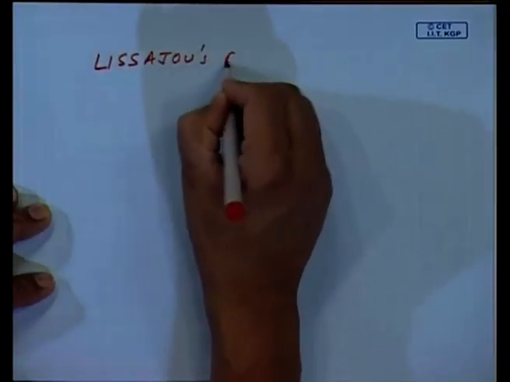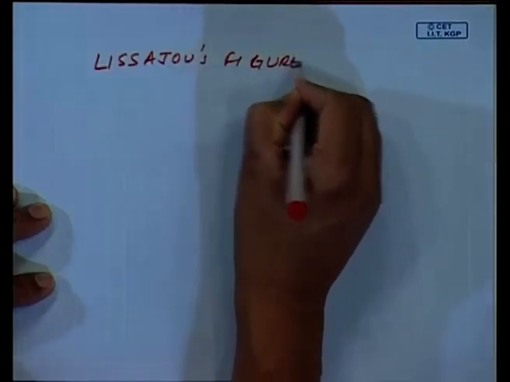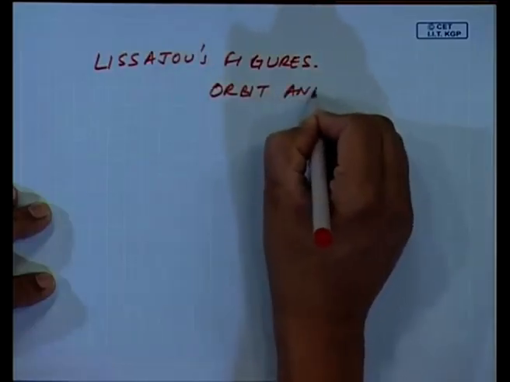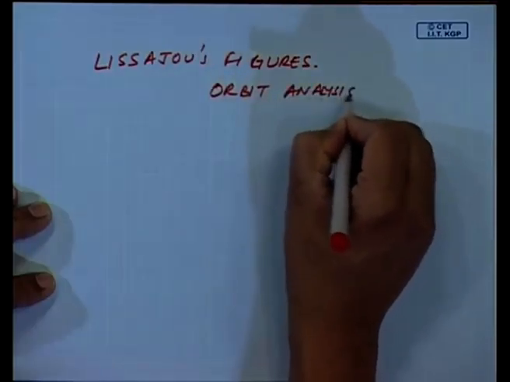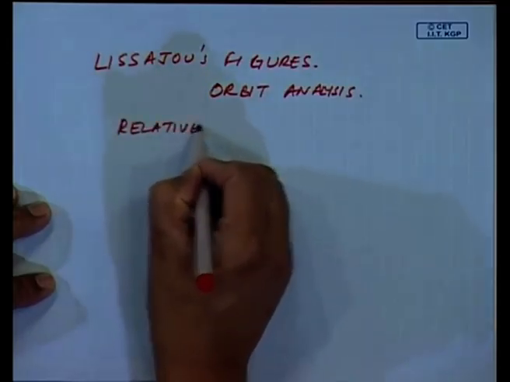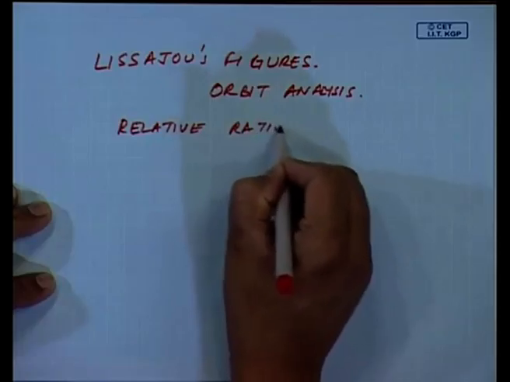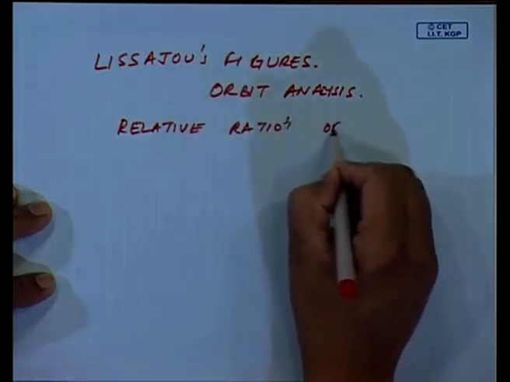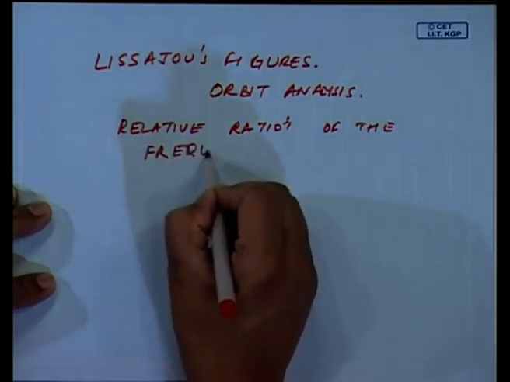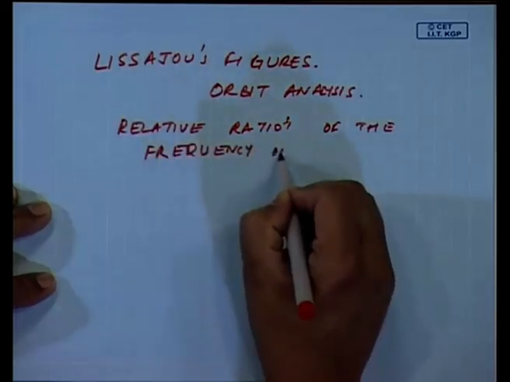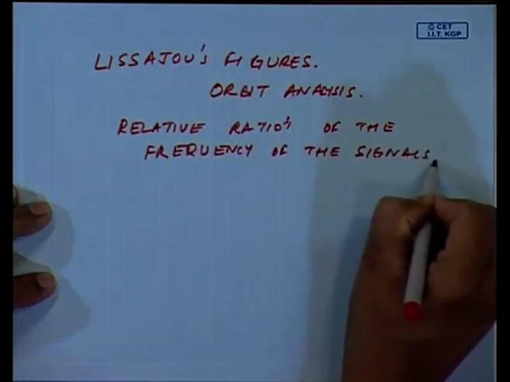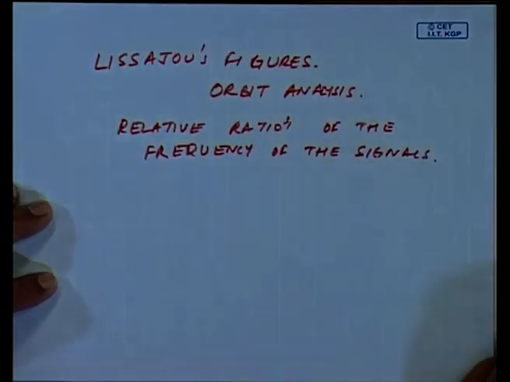Lissajous figures, and these are mostly used in orbit analysis. By this we can find out the relative ratios of the frequency of the signals. Okay.